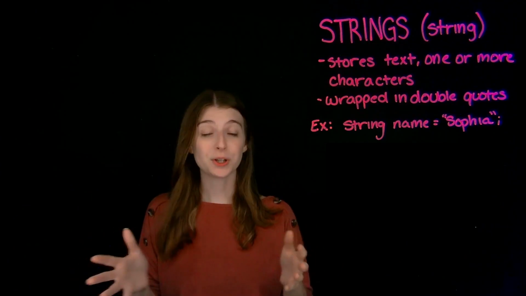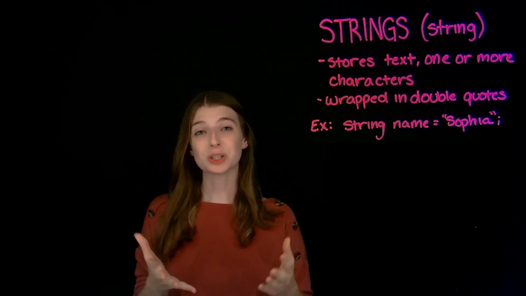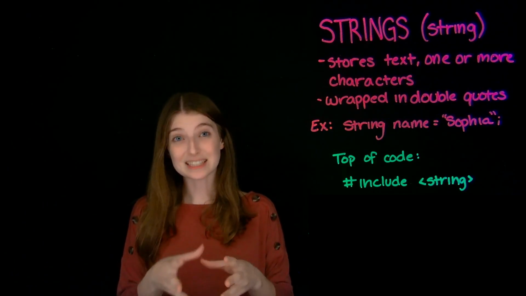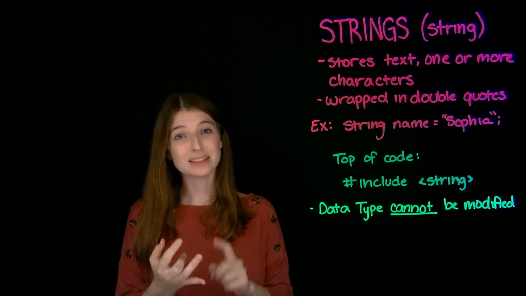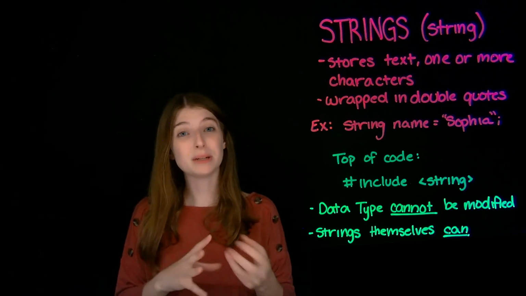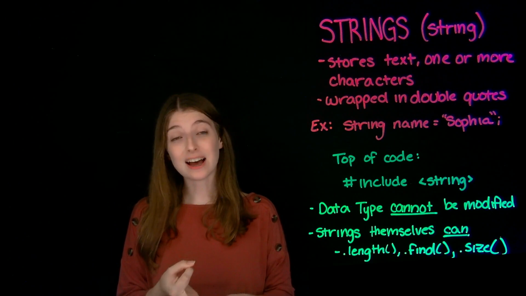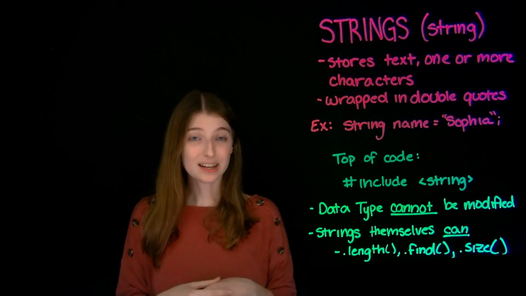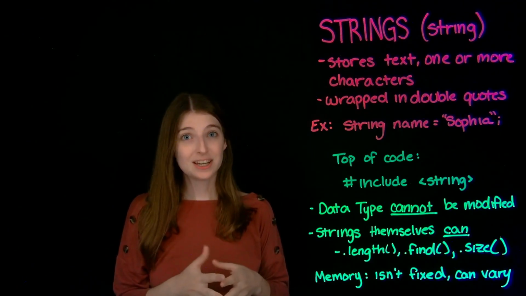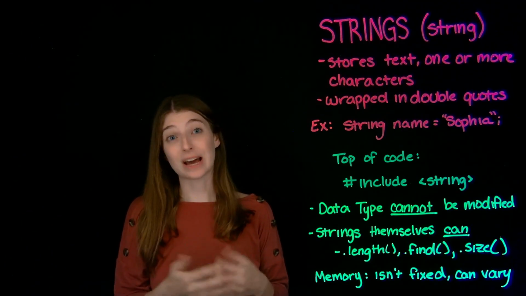All this means is before you can use a string data type, you need to include the library at the top of your code. To do that, you just write #include, angle brackets with the word string inside of it. Now, the string data type cannot be modified by signed, unsigned, short, or long, but the string itself can be modified and manipulated. There are a lot of built-in methods like .length, .find, and .size that make it really easy to work with text. Now, unlike the other primitive data types, strings do not have a fixed memory size. They usually start off between 24 and 32 bytes, but they can grow depending on how long your text is.